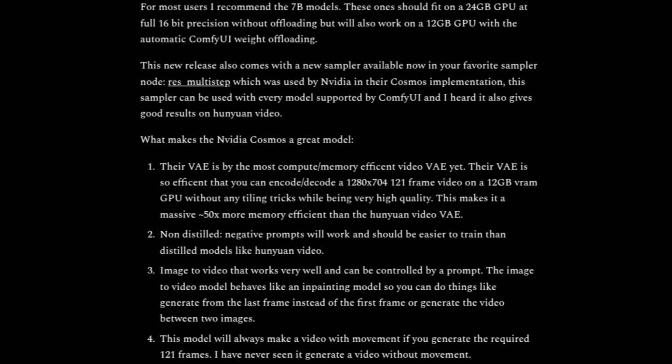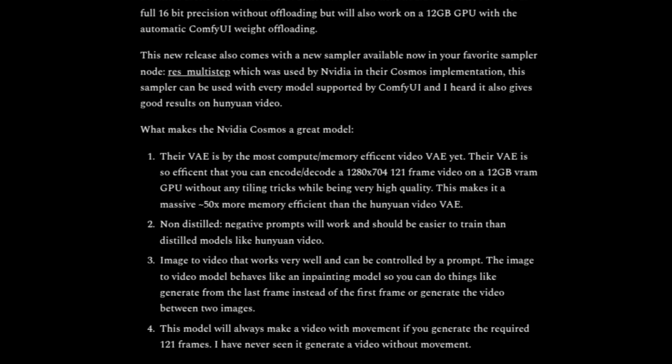Here is what they say makes Nvidia Cosmos a great model. Their VAE is the most compute and memory efficient video VAE yet. It's so efficient, they can encode or decode a 1280 by 704, 121 frame video on 12 gig of VRAM without any tiling tricks, while being very high quality. This makes it a massive 50 times more memory efficient than the Hunyuan video VAE. It's not distilled, so you can use negative prompts, which is interesting in video generation.